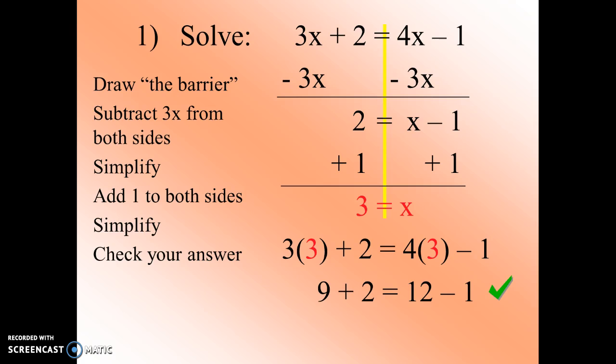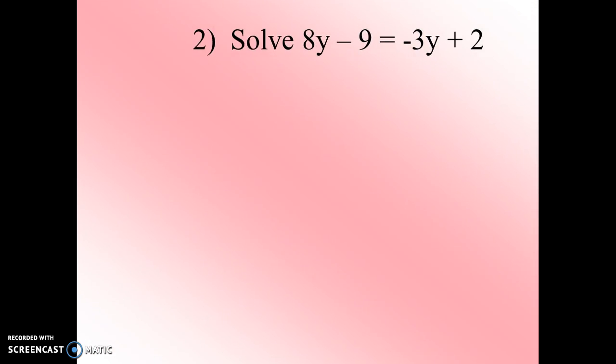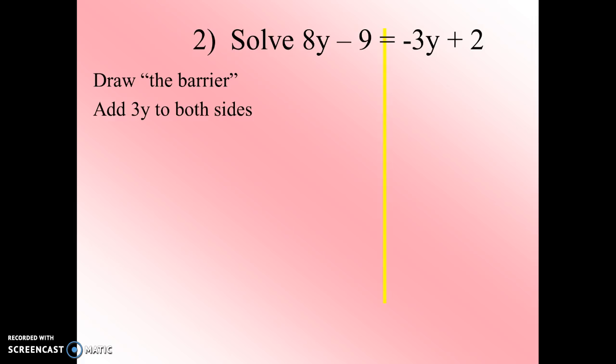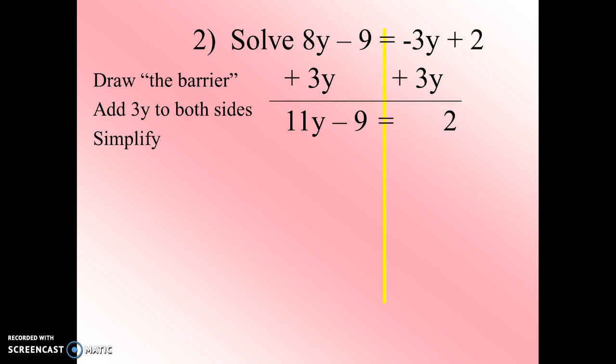Good. Number 2. We have variables on both sides, 8y and negative 3y. We want to get those together. So we're going to try and bring it to the side where the 8y is. So draw the barrier, and let's get rid of that negative 3y first by adding 3y to both sides. That's going to give us 11y on the left, minus 9. And on the right, we have a 2 left there.